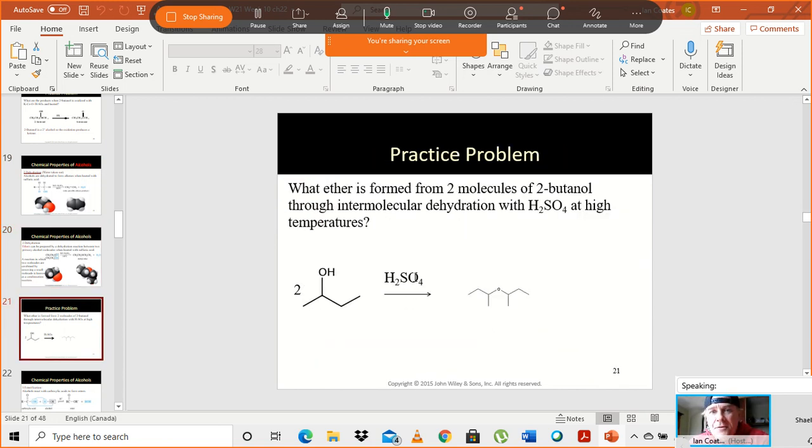What ether is formed from two molecules of 2-butanol? Okay, so here I have, and this is ugly, I put this in here to show you how ugly this can get. There's really not much to it, these stick diagrams. So hopefully they don't give you guys too much trouble. If you have any trouble, let me know. But here I have two molecules of 2-butanol. And what happened? An alcohol in an acid bath. What we have here is an ether.